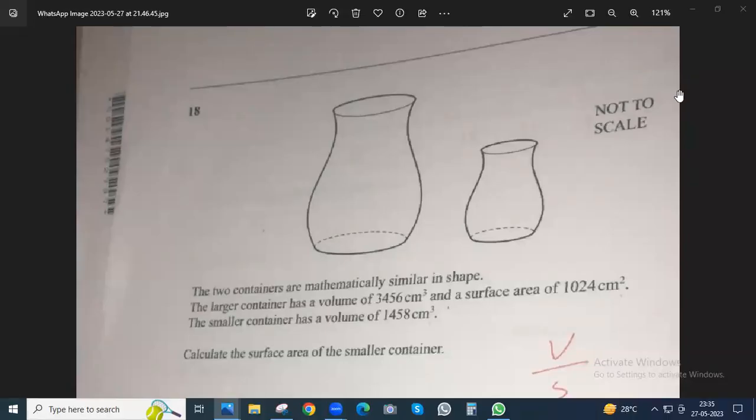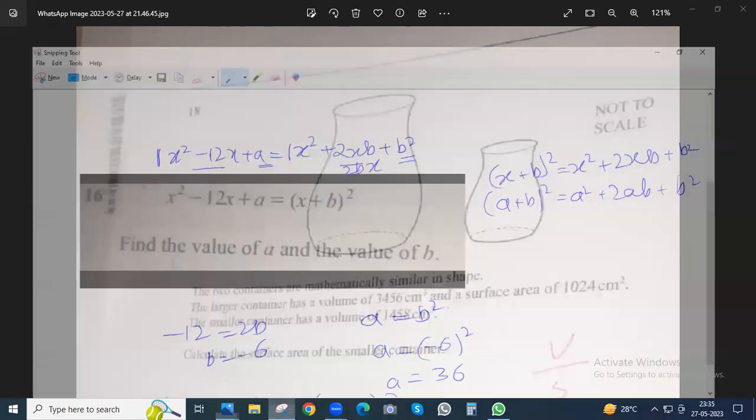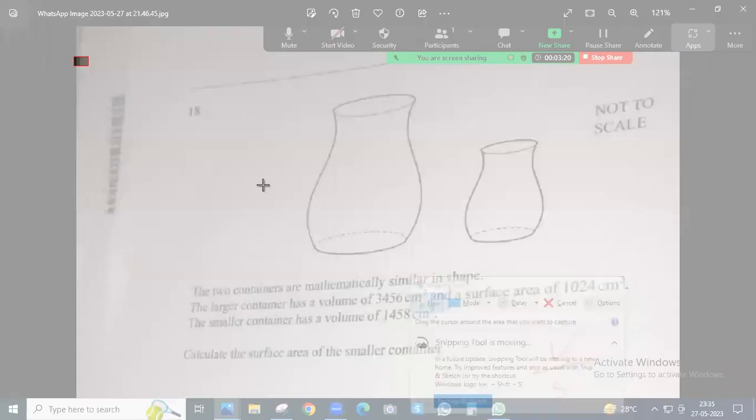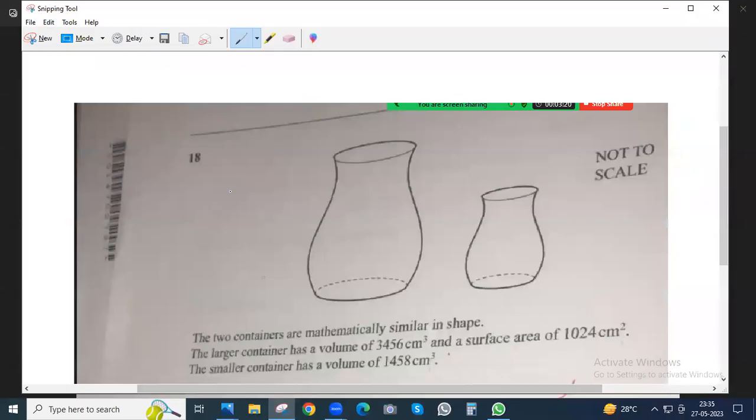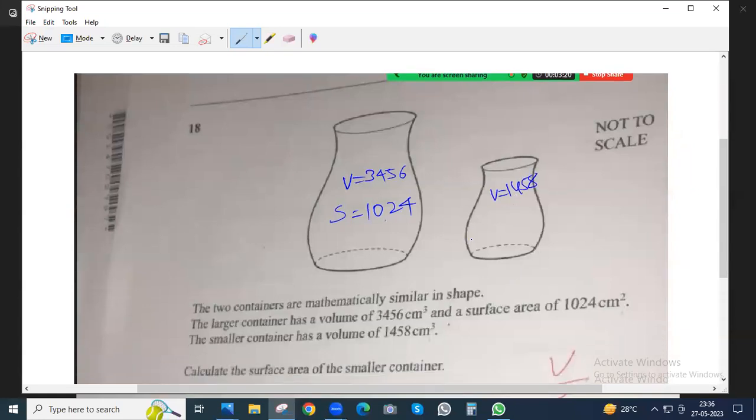So you see, in this question, there are two mathematically similar shapes. The large one has a volume of 3456, and the surface area is 1024. And the small container has a volume of 1458, and he's asking you the surface area of the small container.